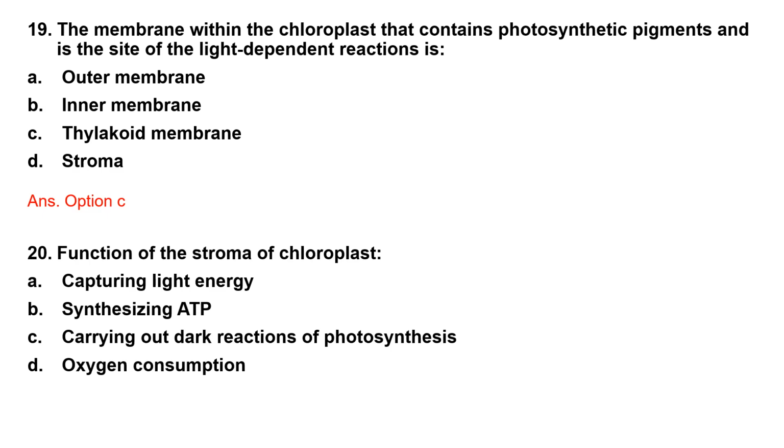Now to answer this question, function of the stroma of chloroplast. Option C, right? Because the stroma contains the different enzymes which are involved in the dark reaction, like Rubisco and the others. I think you remember the Calvin cycle. How is RuBP getting converted into glucose? All these different enzymes are present in the stroma. So the function of stroma is to carry out dark reaction of photosynthesis. These are class 12 questions actually.